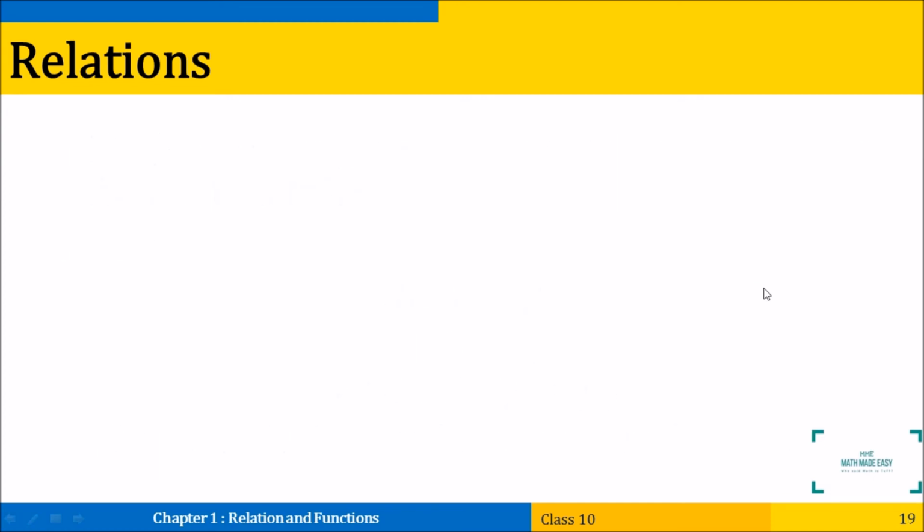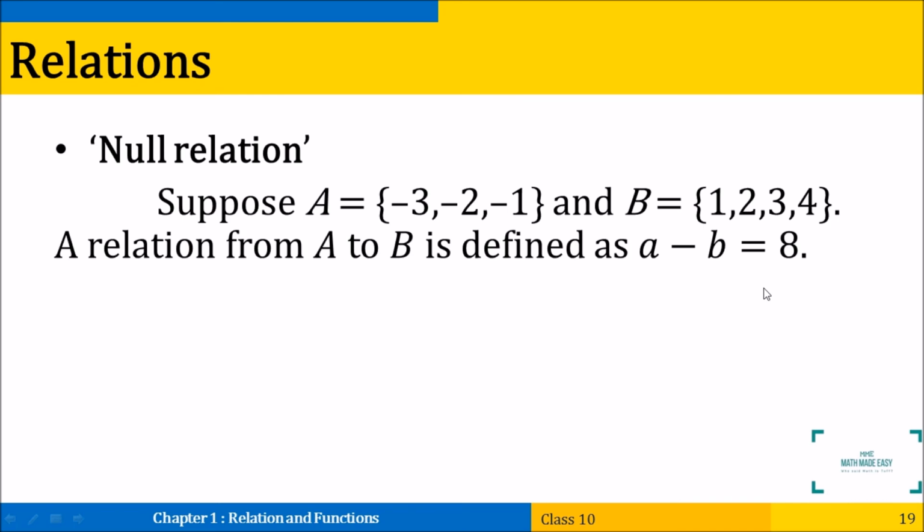And we shall discuss the null relation now. A null relation is nothing but a relation which does not contain any values. For instance, let me take A to be -3, -2, -1 and B to be 1, 2, 3, 4. We define a relation from set A to set B as a minus b equals 8, where the element a belongs to set A and element b belongs to set B. So pause the video and check what pairs a and b you could find so that their difference is going to be 8.